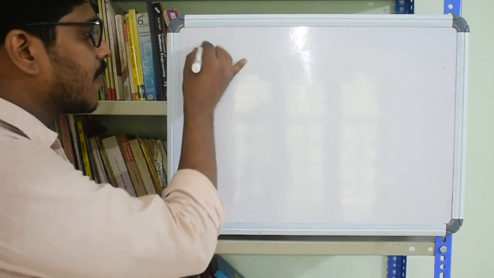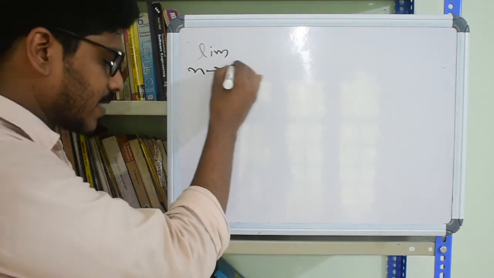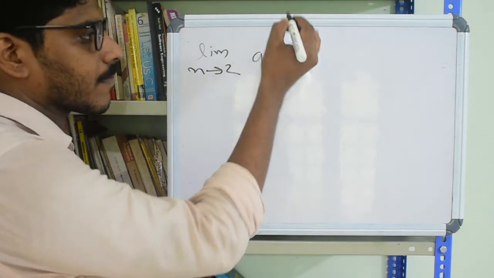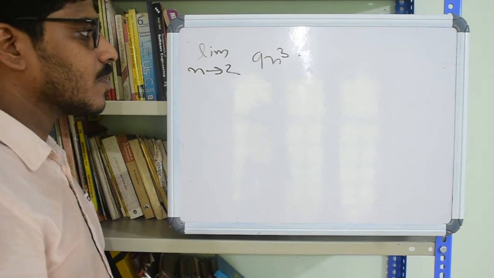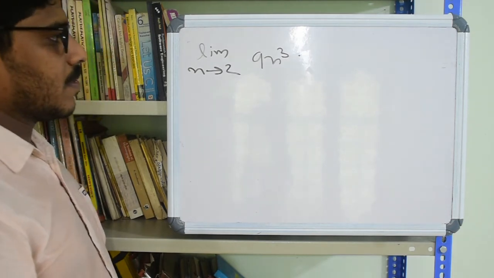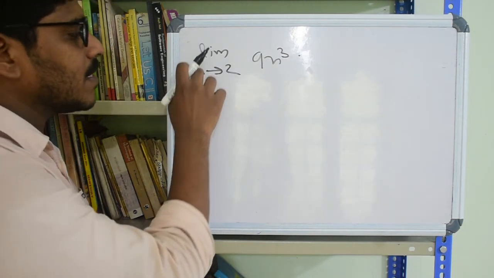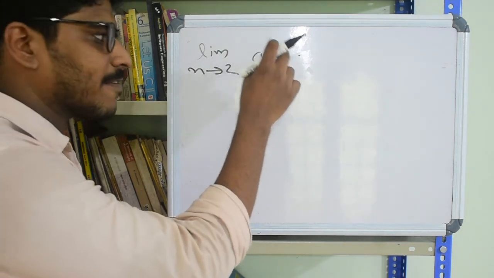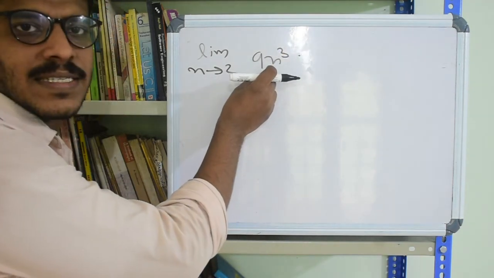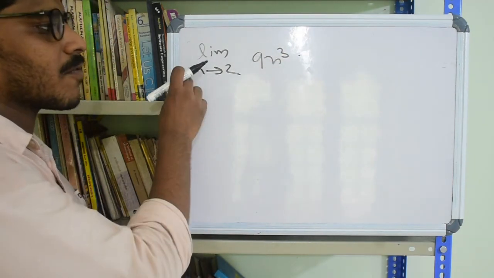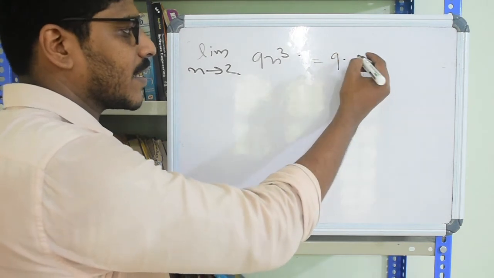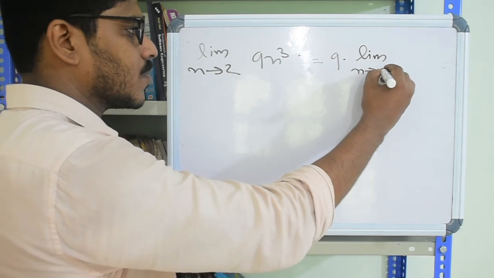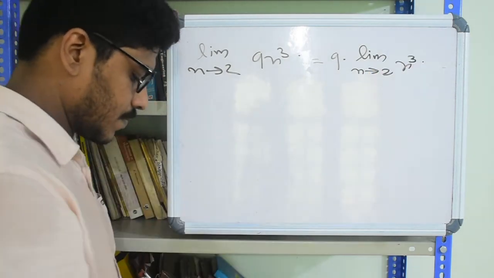Evaluate the limit x tends to 2 of 9x cube. So this is of the form limit x tends to 2 k into f of x, where f of x is x cube and k, the constant, is 9 here. So that can be taken out of this limit. So it is 9 into limit x tends to 2 x cube.